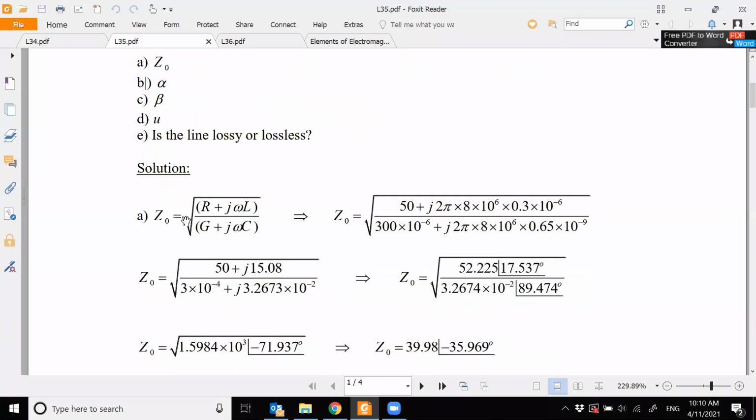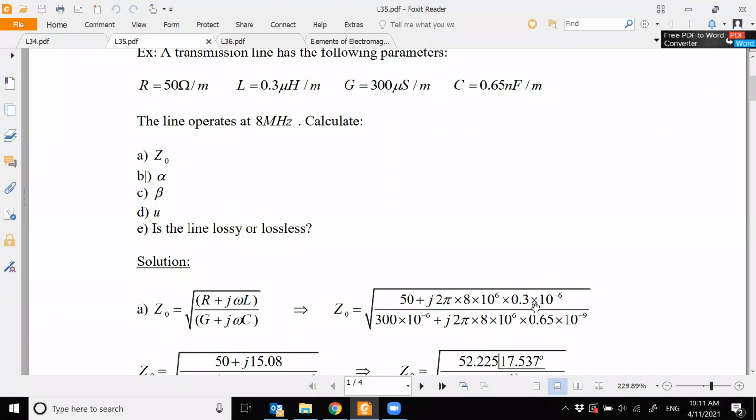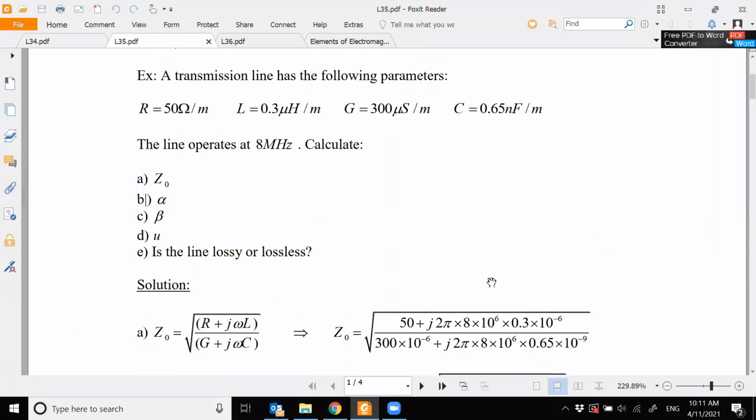So what is your Z naught? We know it. It is root of (R plus j omega L) over (G plus j omega C), which is root of Z over Y. So we know all these R, L, G, C values, we will substitute. And remember, here all your resistance, inductance, conductance, capacitance, they are of per length.